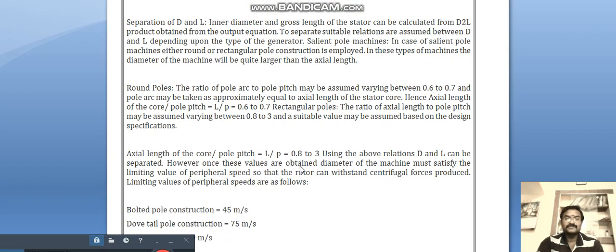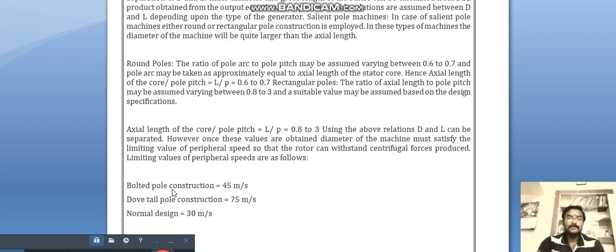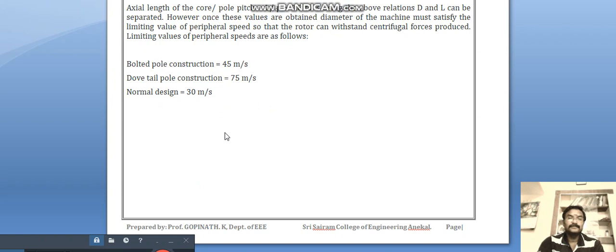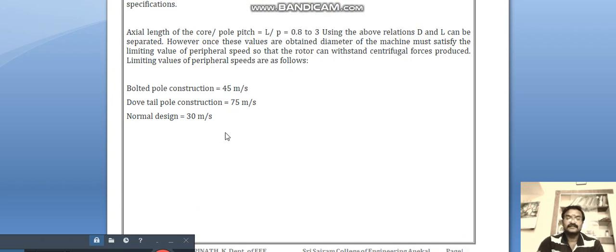However, once these values are obtained, the diameter of the machine must satisfy the limiting value of peripheral speed so that the rotor can withstand the centrifugal forces produced. Limiting values of peripheral speed are as follows. Bolted pole construction: 45 meters per second. Dovetail pole construction: 75 meters per second. Normal design: 30 meters per second.